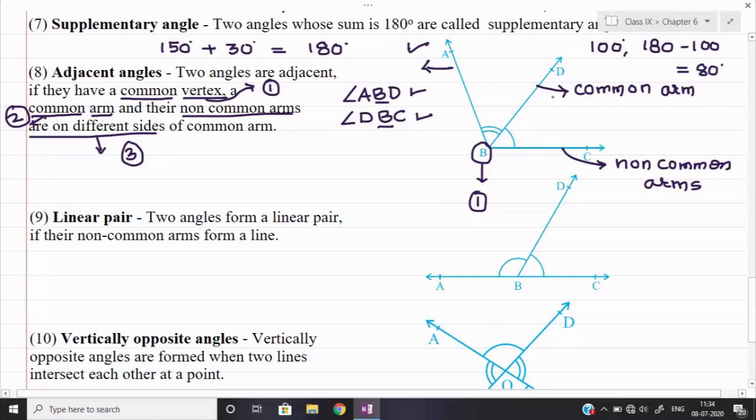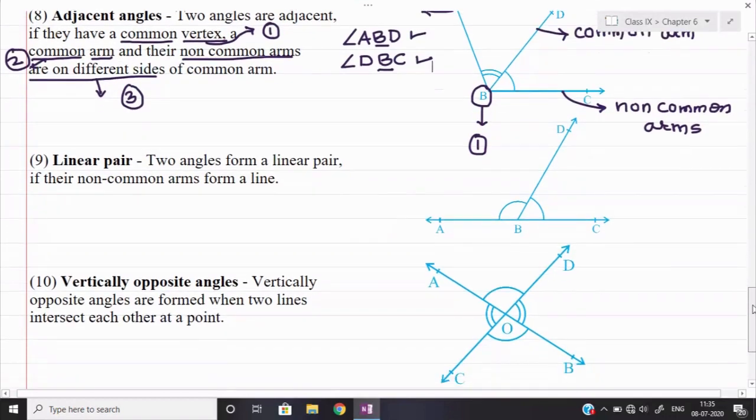And the third condition is the non-common arms do not lie on the same side of the common arm. One non-common arm is lying on the left or the top side, and the second non-common arm is lying at the bottom side. So they do not lie on the same side. So this is the definition of adjacent angles. Now come to the second last definition of the topic over here, that we are starting: linear pair.